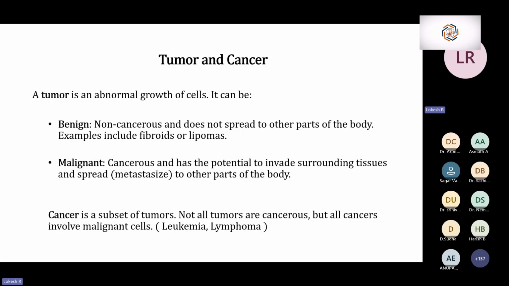So if the abnormal growth of the cell remains and does not spread to other parts of the body, it is a tumor. If it spreads to other parts of the body, it is a cancer. Examples of cancer are leukemia and lymphoma. In leukemia, there will be abnormal or excessive production of leukocytes. In lymphoma, there will be abnormal production of lymphocytes.